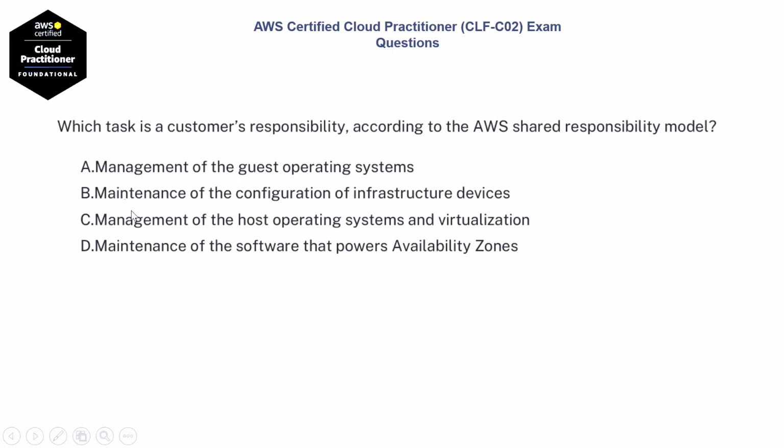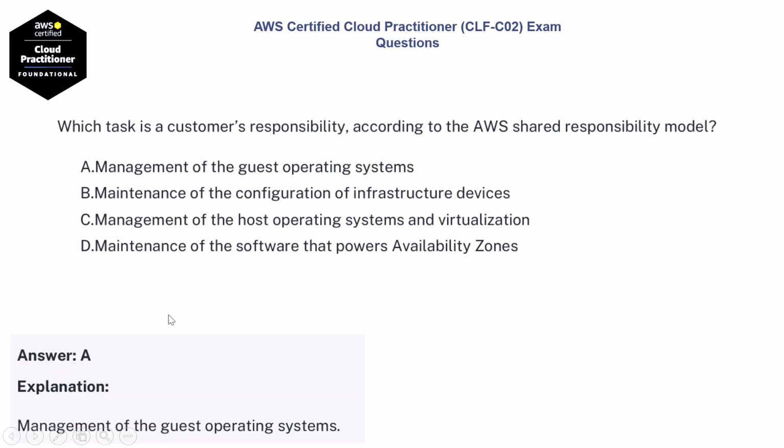Next question. Which task is a customer's responsibility according to the AWS shared responsibility model? Option A, management of the guest operating systems. Option B, maintenance of the configuration of infrastructure devices. Option C, management of the host operating systems and virtualization. Option D, maintenance of the software that powers availability zones. The correct answer is option A, management of the guest operating systems.